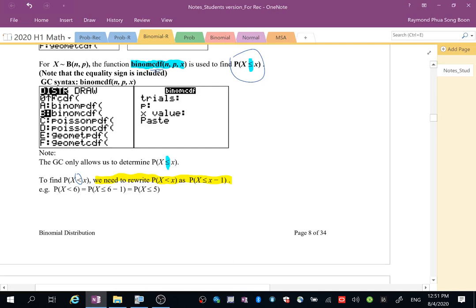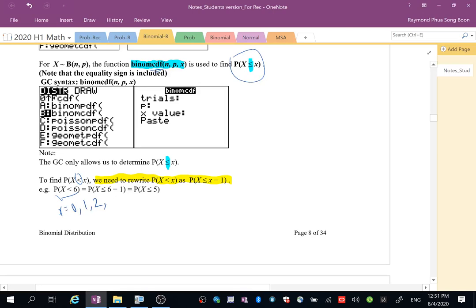Then we have to rewrite it. It's the same as probability X less than or equals to 6 minus 1, which is also equals to probability X less than or equals to 5. Okay, so for probability X less than 6, what are the X values that it can take on? It will be 0, 1, 2, 3, 4, 5.